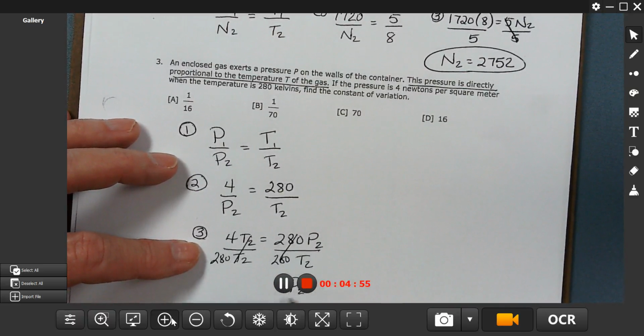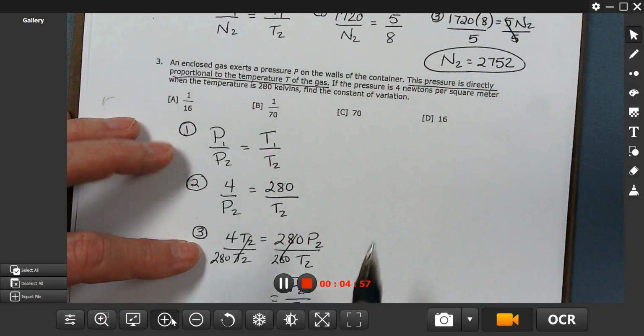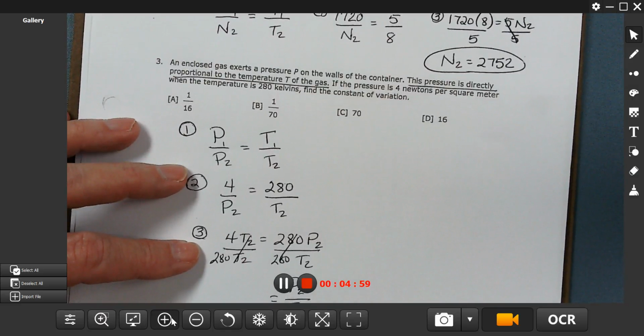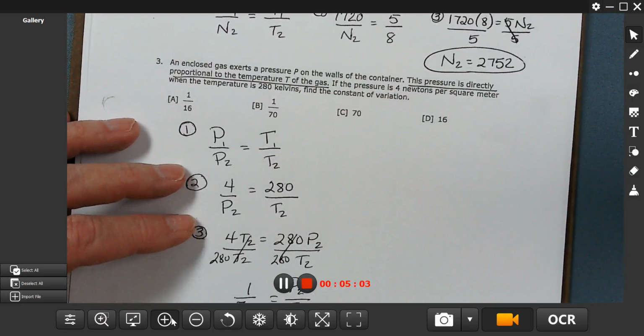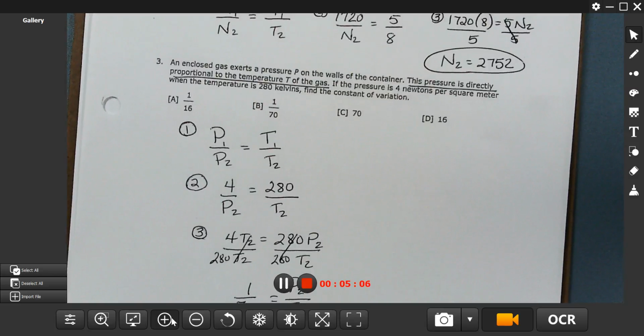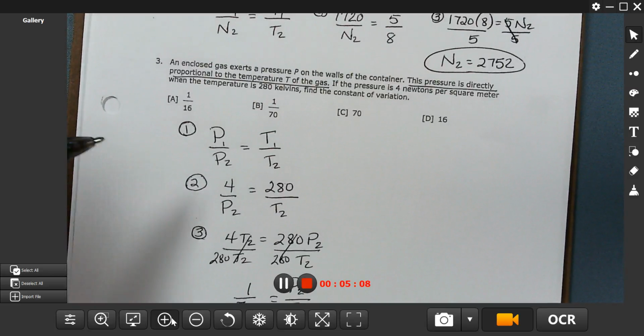So when we want to talk about pressure to temperature, what is the constant of variation? This is the way you do it. So this is 1 over 70. So it's 1 over 70 would be the answer to that question for the constant of variation. Hope that helps.